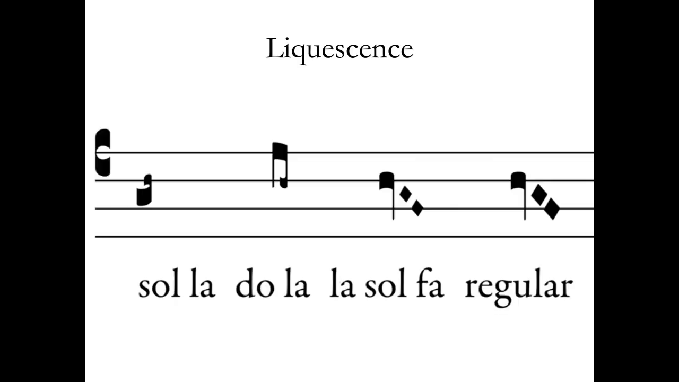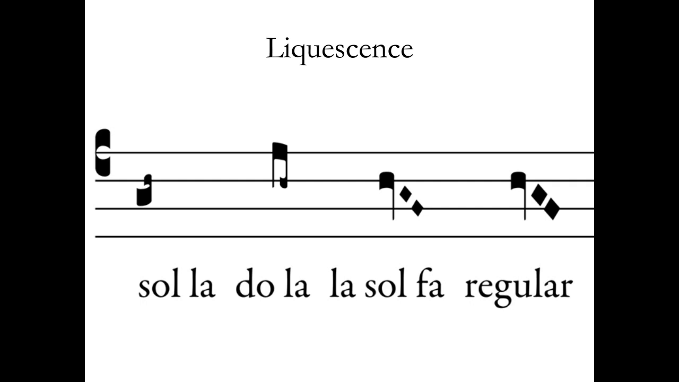There's also something called liquescence. Liquescence is indicated by a smaller note. And so, for example, this first thing that you see here is actually a pedatus, but it's got liquescence on the second note, so it's a liquescent pedatus. There are a couple of other names for it as well, but I don't want to give you too much terminology today. And so what you do on a liquescence usually is you go to the next sound. So if you're singing something like Alleluia, and you see liquescence in there, you will end up singing something like Alleluia.